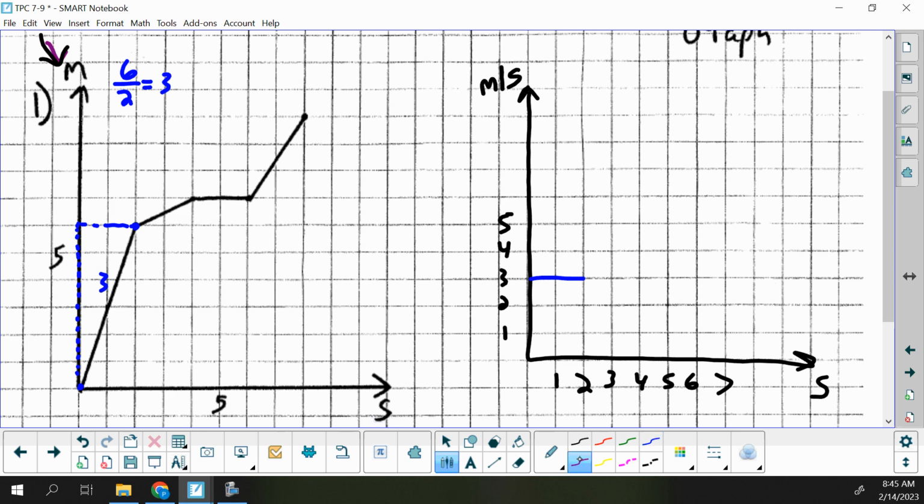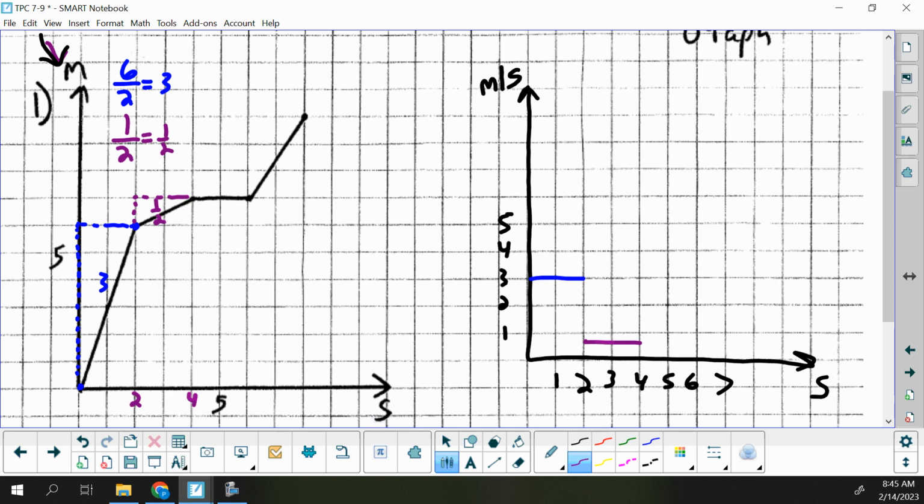Our next section, let's find the slope. We go up 1 and over 2. So 1 divided by 2, that just gives us a half. So this section has a slope of a half. That lasts from 2 seconds to 4 seconds. So from 2 seconds to 4 seconds, we'll draw our velocity in at a half.